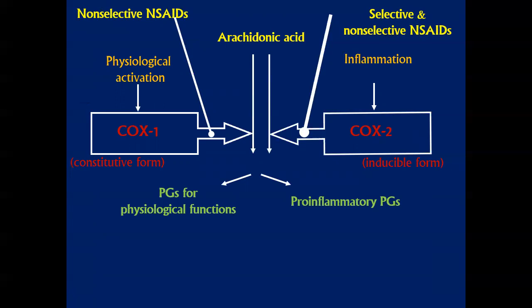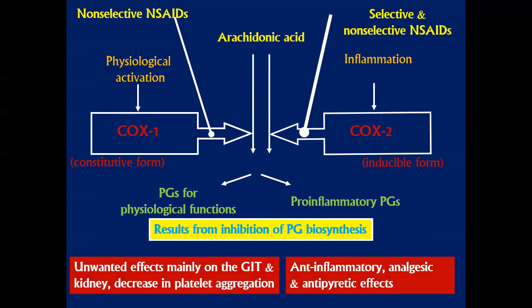COX-2 is required. So the therapeutic effect comes from the inhibition of COX-2, whereas side effects come from the inhibition of COX-1. That is why you will see results from inhibition of prostaglandin biosynthesis on the left side: unwanted effects, because COX-1 inhibition affects vital physiological functions, resulting in unwanted effects in the GIT, kidney, and decreased platelet aggregation because of inhibition of PGI2. On the right side, inhibition of COX-2 results in very useful therapeutic effects like anti-inflammatory and analgesic. Is this concept clear? Yes, good.